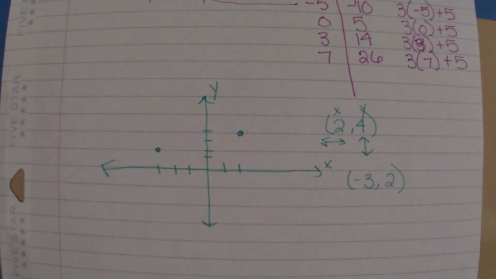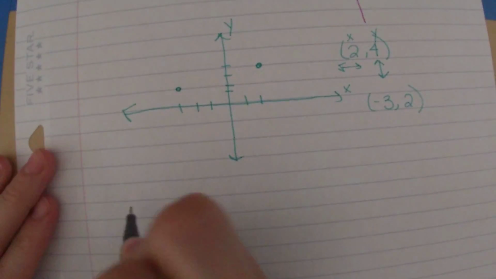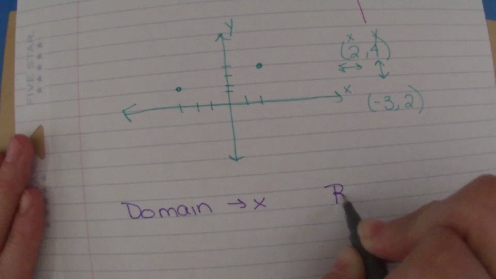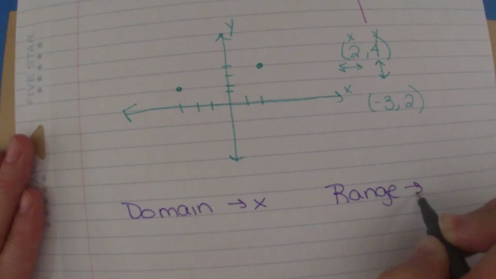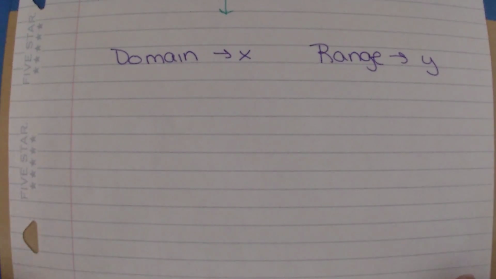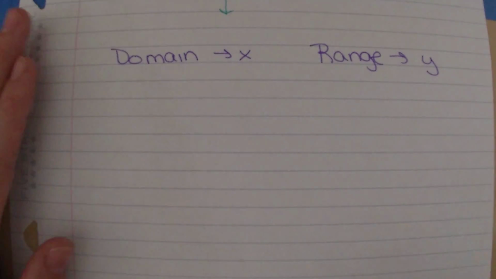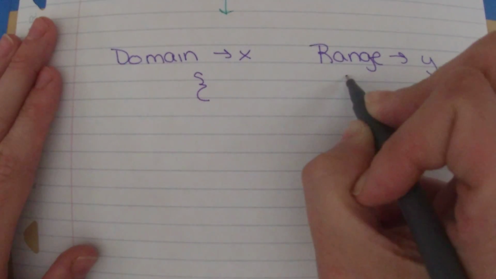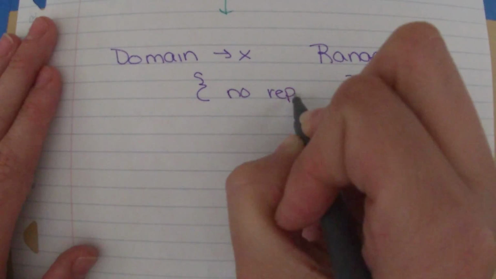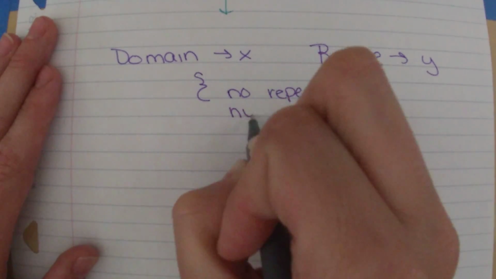We should also be able to talk about domain and range. So we should be able to look at something and know what the domain and what the range is. So a couple reminders on that vocab. The domain is always the x values, and the range is always the y values. Okay, and when we are talking about domain and range, we have a very specific way that we need to list them. We are going to list them in braces. Okay, so inside the braces, there's going to be no repeats, and it's going to be in numerical order.